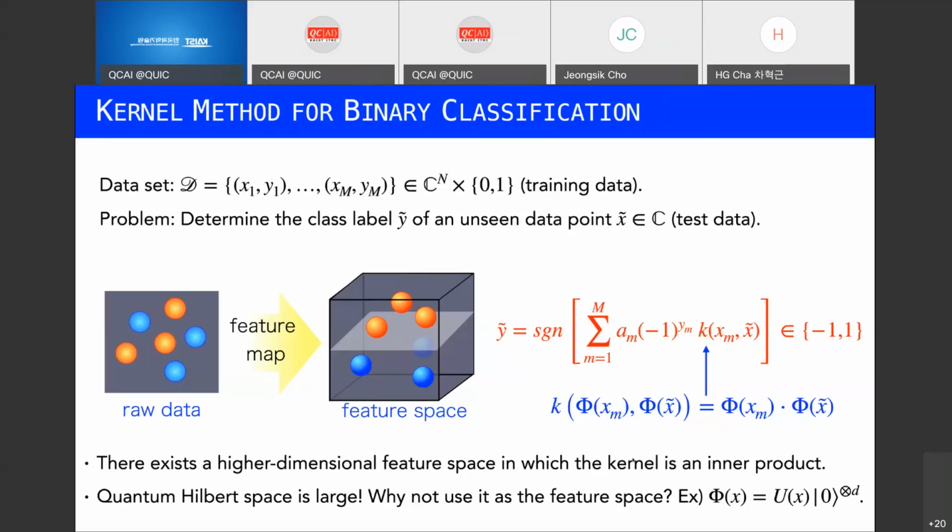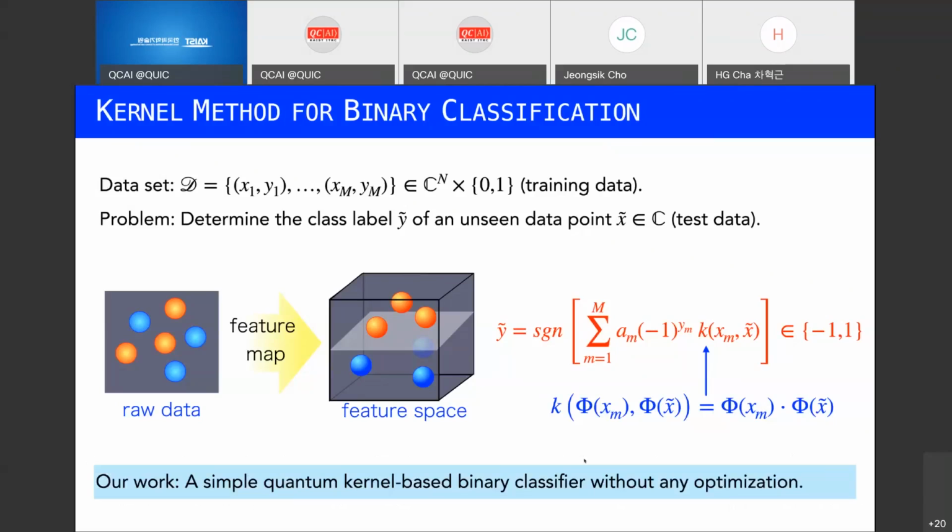You add more features to the data, and it becomes easier and easier to classify. And so now people thought, maybe we can use quantum computing, because we know quantum Hilbert space is large; it grows exponentially with the number of qubits. So can we exploit the large Hilbert space of quantum states for doing this? Can we use Hilbert space as a feature space?